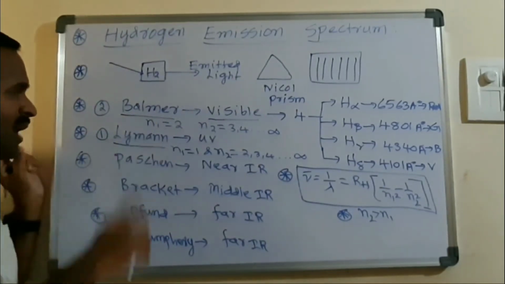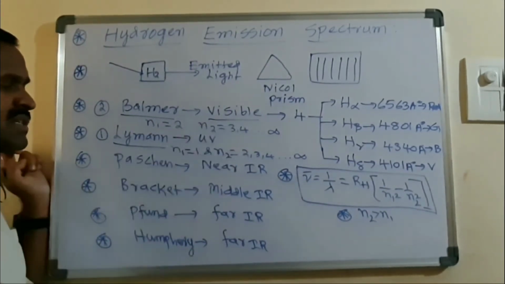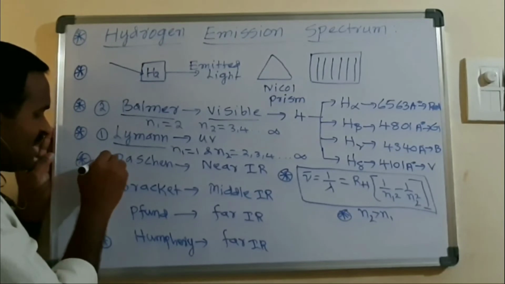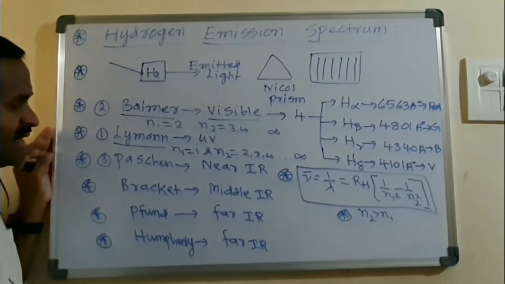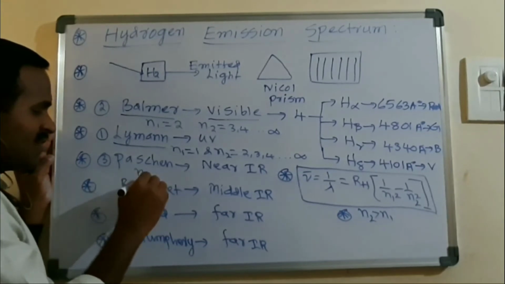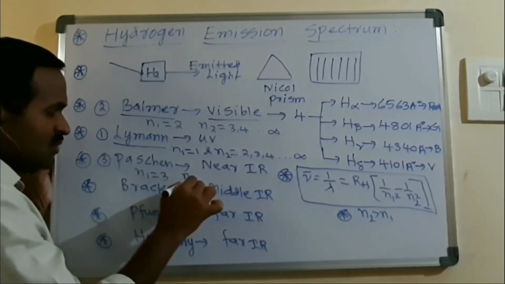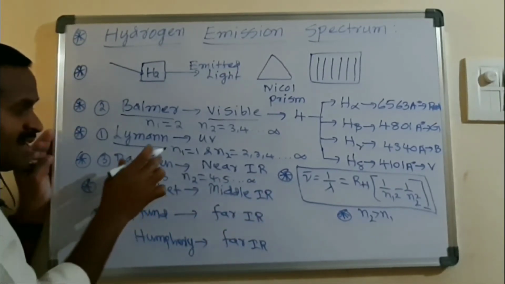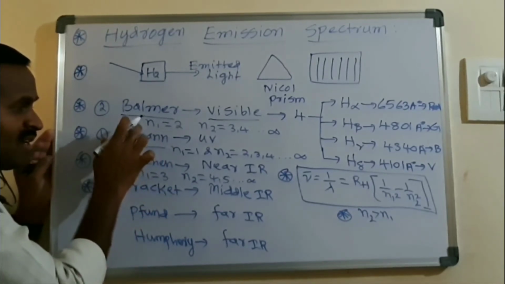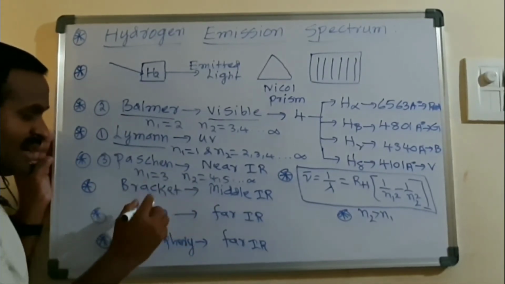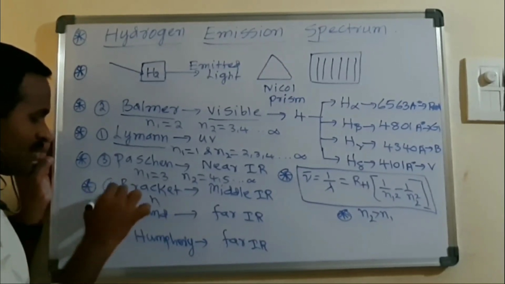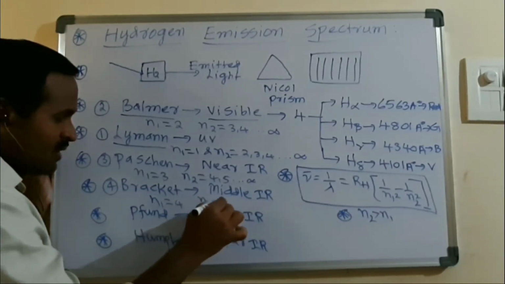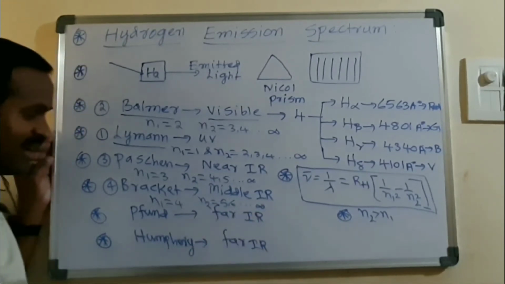So for the Balmer series, N1 equals 2, N2 equals 3, 4 and so on up to infinity. Next, the third one is the Paschen series. In this series N1 is 3 and N2 equals 4, 5 and so on up to infinity. That means N1 is 1 here, 2 here, and 3 here. The fourth one is the Brackett series, N1 equals 4 and N2 equals 5, 6 and so on up to infinity.